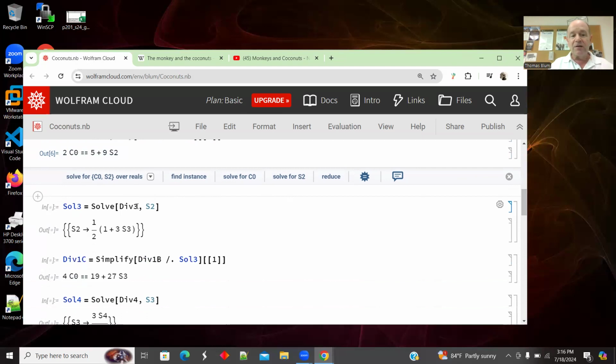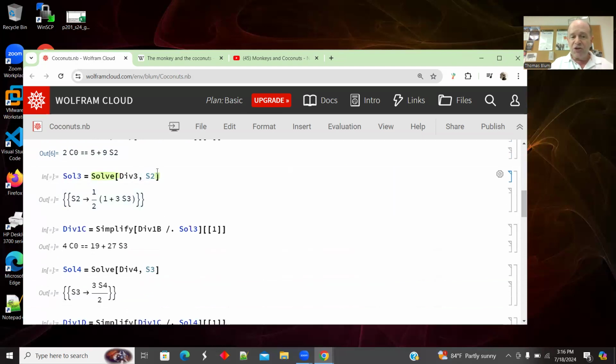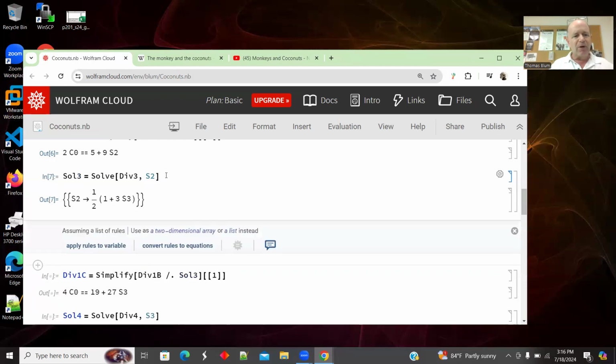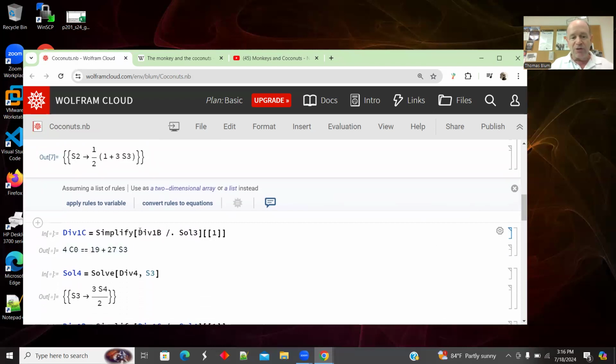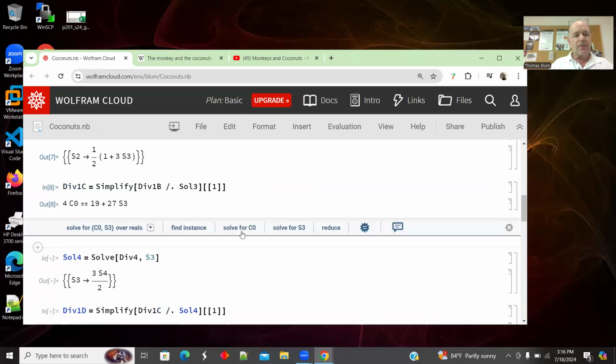Now I'm going to solve the third division, the equation for the third division, for the S2 variable. And I keep getting the same results. These are pretty much the same equations, so I get a very similar result each time, but I'm just having Mathematica do the tediousness for me. And then I'm going to, again, simplify. I'm going to substitute in div1b, what I got above, substitute in that solution I just got, simplify it, and grab out of the structure the contents. Okay.